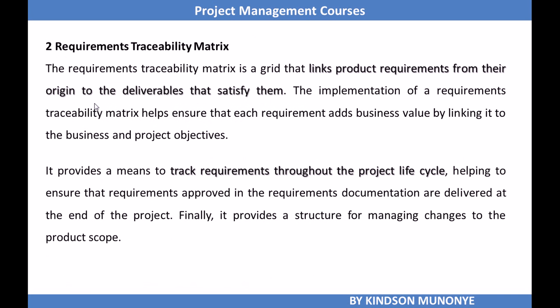Another output of this process of collect requirements is the requirements traceability matrix, and this is a grid that links product requirements from their origin to the deliverables that satisfy them. The implementation of a requirements traceability matrix helps ensure that each requirement adds business value by linking it to the business and the project objectives. It provides a means to track requirements throughout the project lifecycle, helping to ensure that the requirements approved in the requirements documentation are delivered at the end of the project, and it provides a structure for managing changes to the product scope.